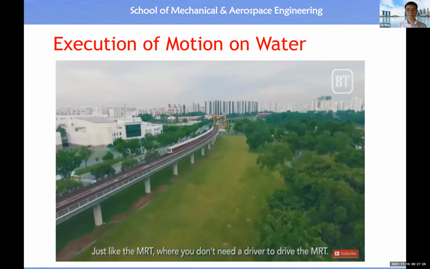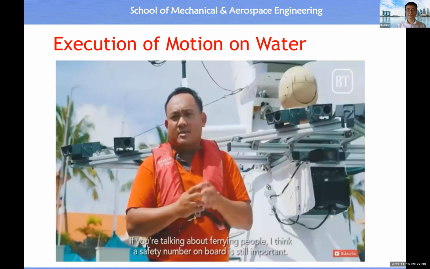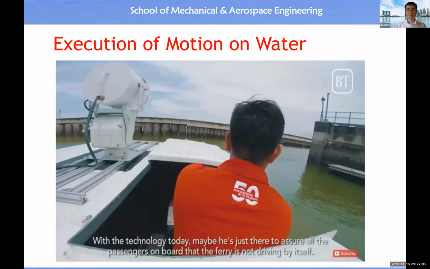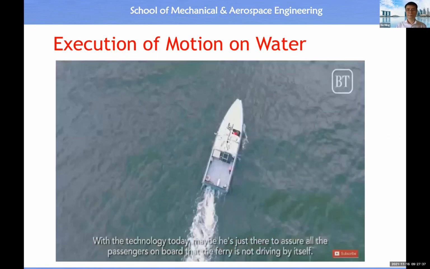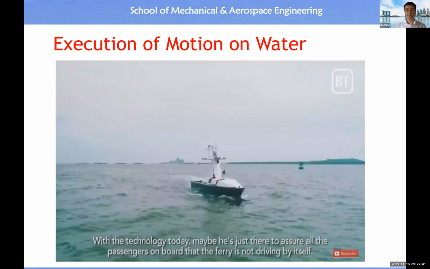If you're talking about ferrying people, I think a safety officer on board is still important. With the technology today, maybe he's just there to assure all the passengers in the ferry that at least the ferry is not driving by itself. More from a psychological assurance kind of thing.